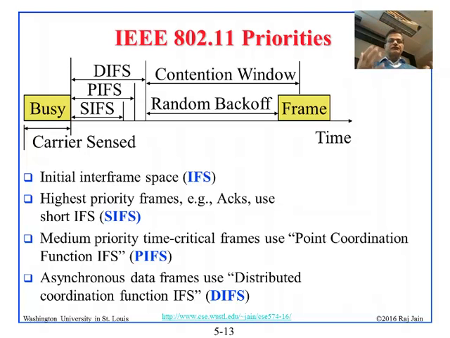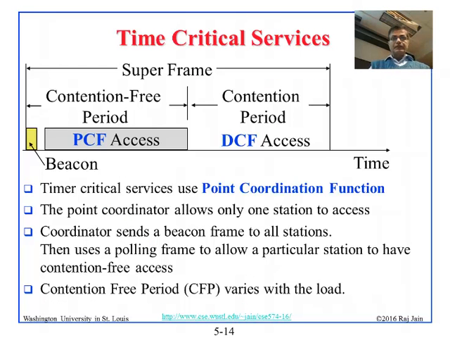And then PIFS is for any real-time stuff, where there is a time criticality, and you generally reserve in advance. So you are given a time during which you reserve. And then DIFS is everybody else, and everybody else has to follow this random backoff thing, which we'll discuss in a little bit more detail.